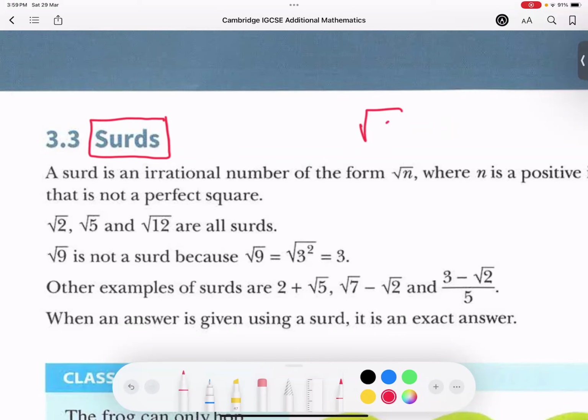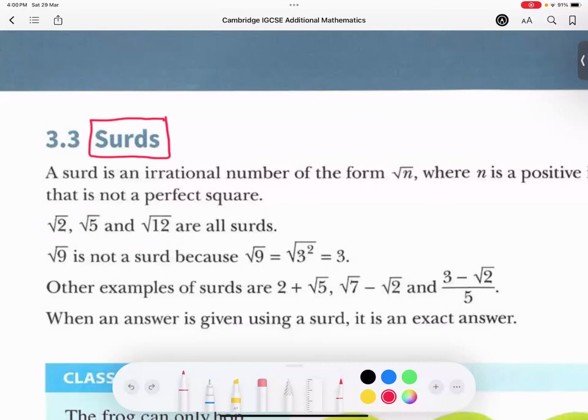For example, root 9 gives you 3. This 3 is not an irrational number. But root 7 gives us decimal answers, as do root 5 and root 3. So these numbers are called surd form. I think the idea is clear: a surd is an irrational number in the form of a root, and make sure the number inside must be positive. Some examples given: 2 root 5 and root 12 are all surd form.